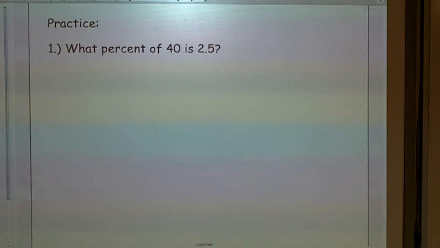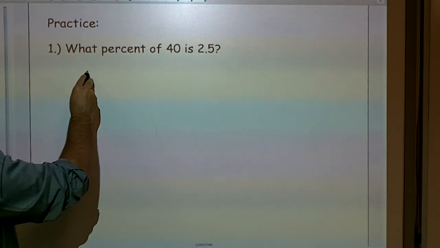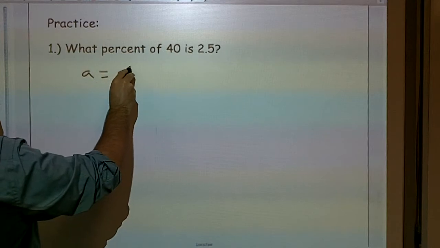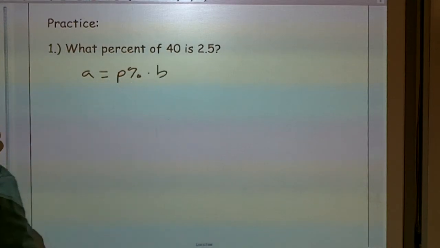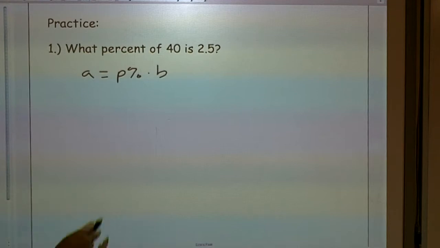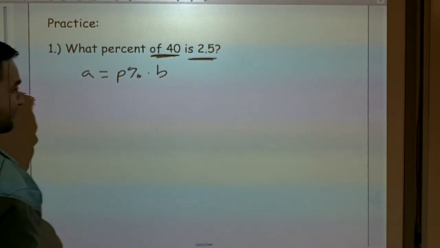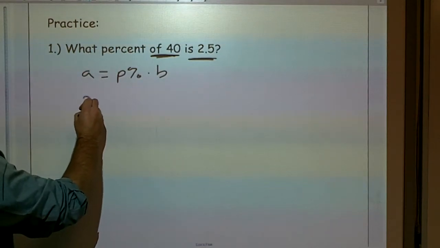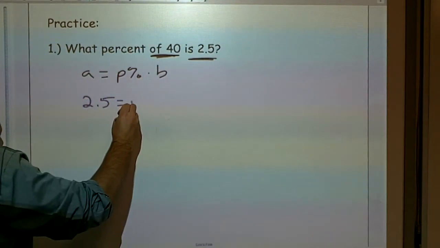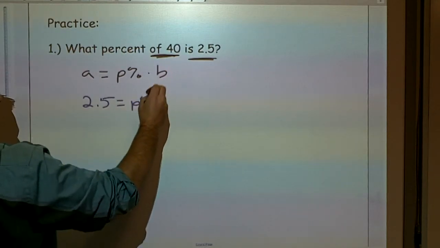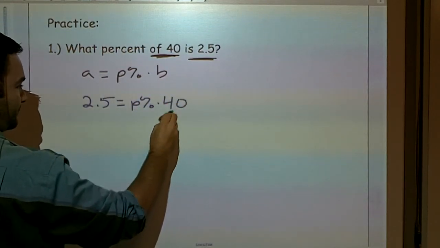All right, a couple more practice problems here. What percent of 40 is 2.5? In this case, again, write out your formula: A equals P percent times B. Our base, or our whole in this case, of 40, is a good indication of what we're working with. So we can substitute our known values here. We have 2.5 as our part, 2.5 equals P percent times the known value of 40.